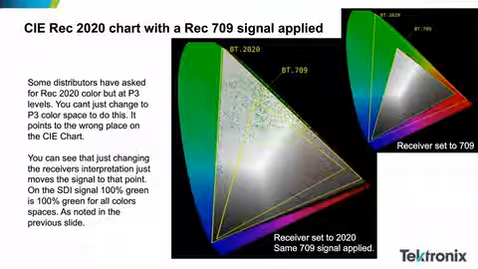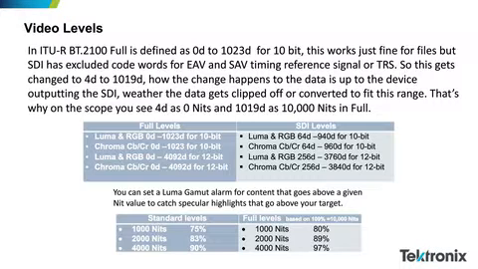Video levels, there's different video levels. Typically, we talk in terms of full levels or SMPTE levels for SDI. And in files, quite often full levels means 0 to 1023 bits for a 10-bit file. But in SDI, the bottom 4 code values and the top 4 code values are excluded from being used because they are part of the TRS.